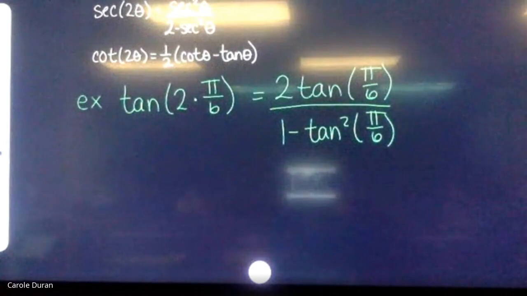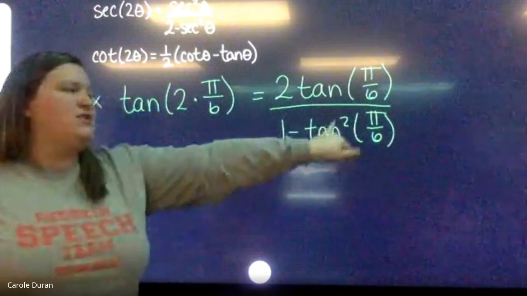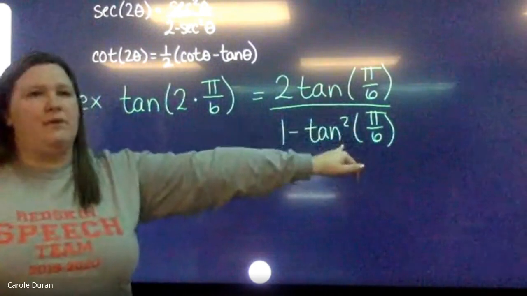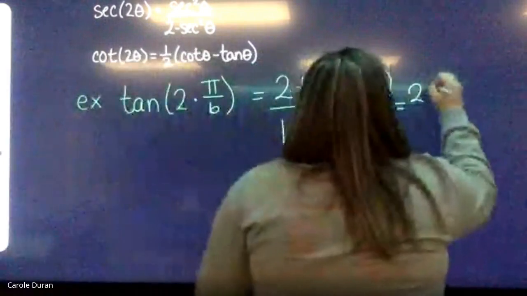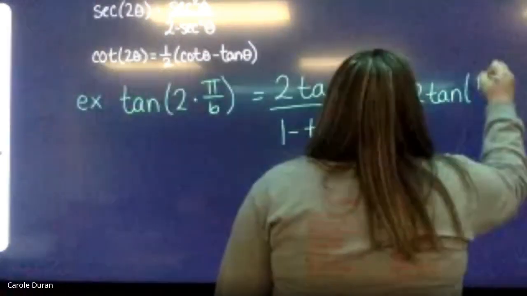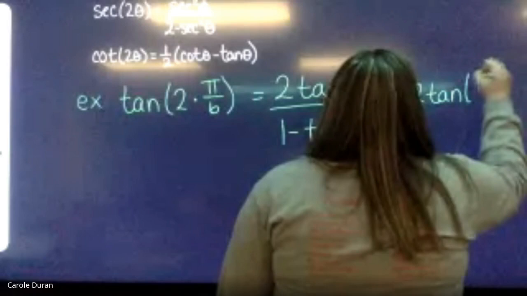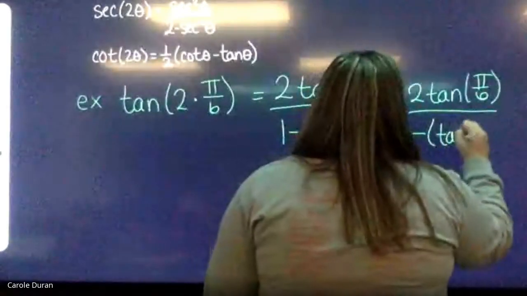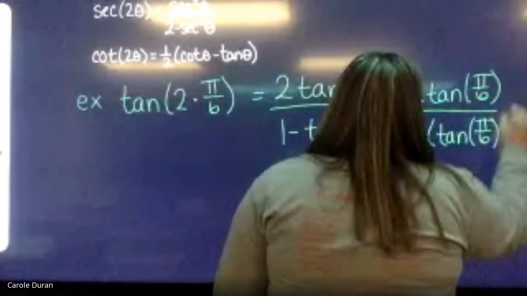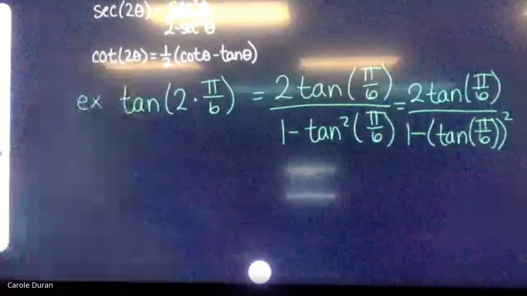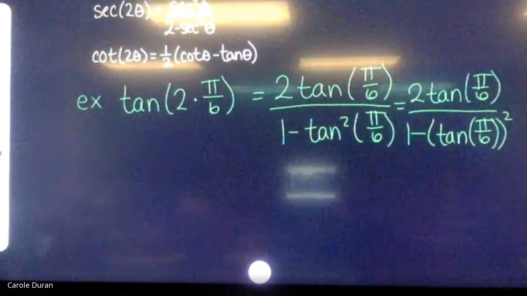I'm going to do something else that might also help you here. 1 minus tangent squared pi over 6 gets a little bit confusing because we're not really sure where to put the square. So this is equivalent to 2 tangent of pi over 6 over 1 minus tangent of pi over 6 all squared. Those two mean the exact same thing, which helps us when we go to plug it into our calculator, if we were doing that.